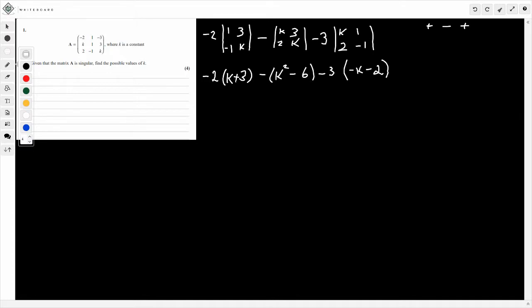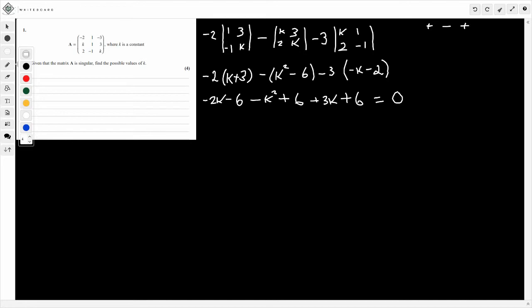Now all we need to do is just expand each one individually and simplify our terms. So that's going to be minus 2K, minus 6, minus K squared, plus 6, plus 3K, plus 6. Now if this is singular, so this is my determinant, this has to be equal to 0 at this point here. So we know we're on the right lines here.